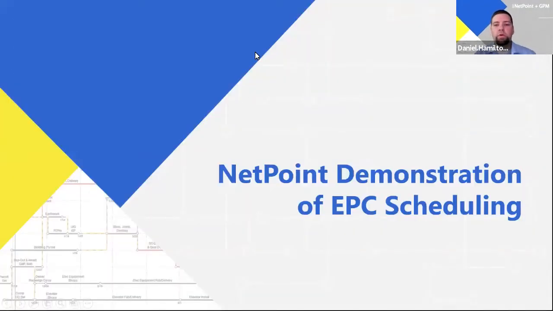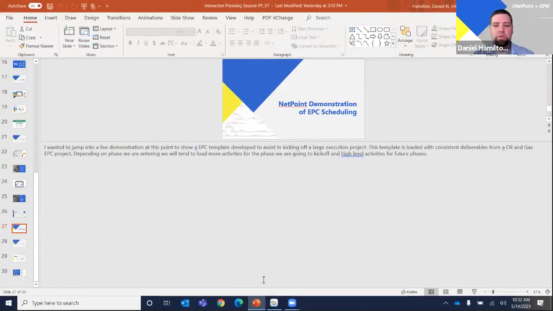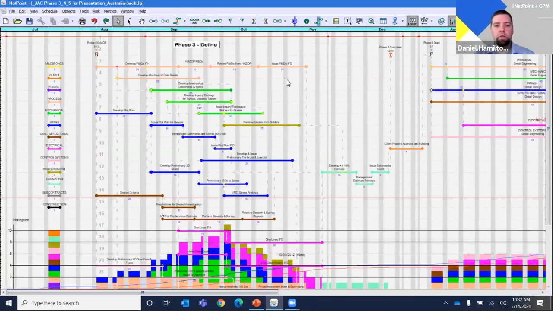So I wanted to jump over and just do a quick 3 to 4 minute demonstration of how we use NetPoint, where we see the benefit, and then give you a flavor of a large schedule template from NetPoint. So as you can see here, it's a little busy, but I would say this is a level 2-ish, 3-ish type schedule for engineering, procurement, construction.